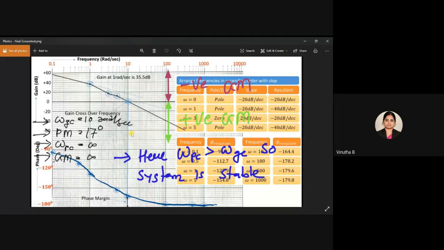There are 10 divisions between 90 and 120. That is, there is a 30-degree difference and there are 10 lines between these two. So each line will constitute a 3-degree line.